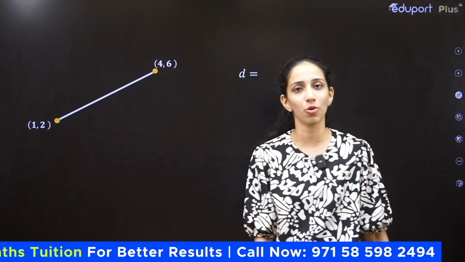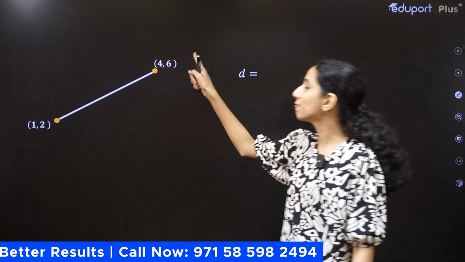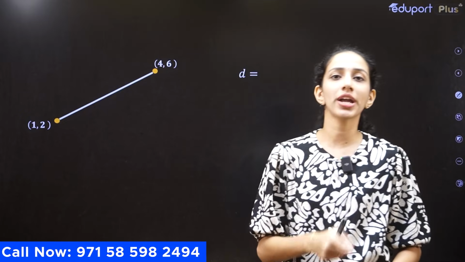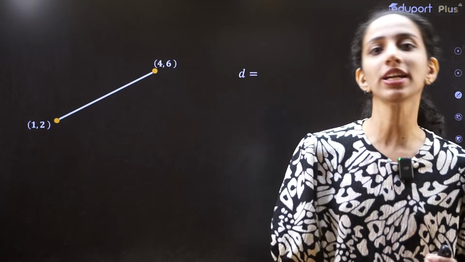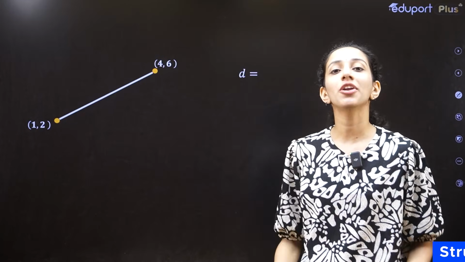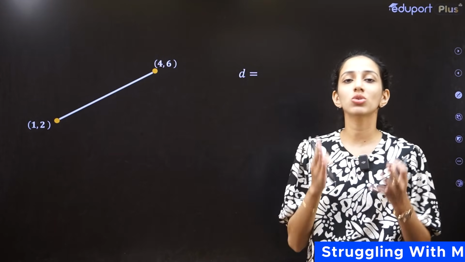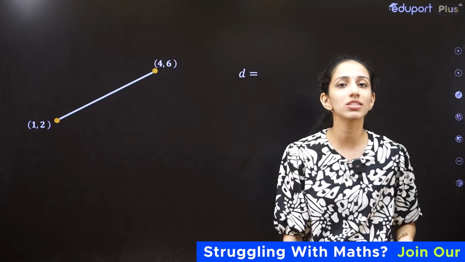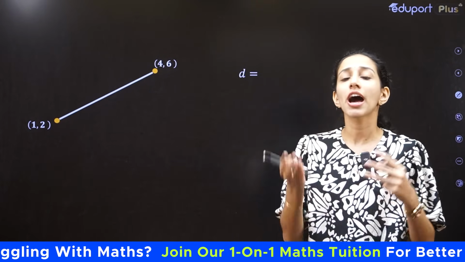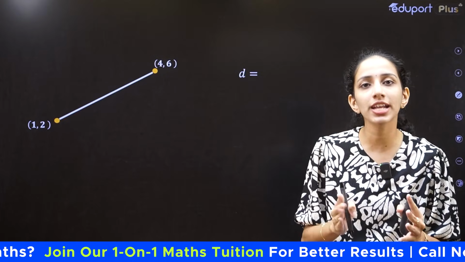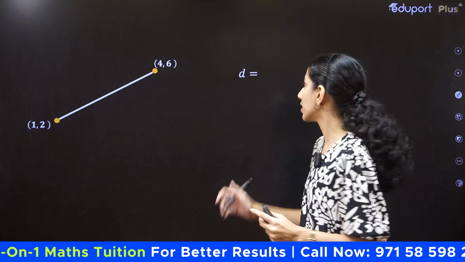Here we have 2 points, (1, 2) and (4, 6). If the question is to find the distance between these 2 points, or the length of the line joining them, what will be the conclusion? The only conclusion is to find that distance using the distance formula. So if the aim is to find the distance, first you note down the distance formula.